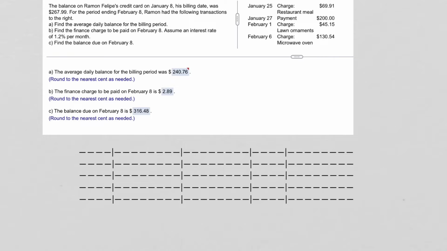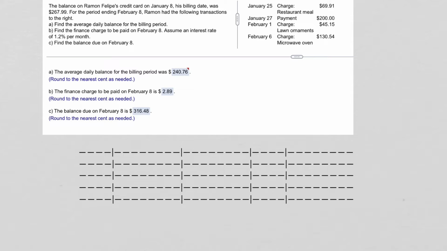In this problem, we're told about Ramon Felipe's credit card, and we need to find the average daily balance for the billing period, find the finance charge, and then the balance due on February 8th. So in order to solve this problem, I've made a little table. You could just use lined paper to do this.